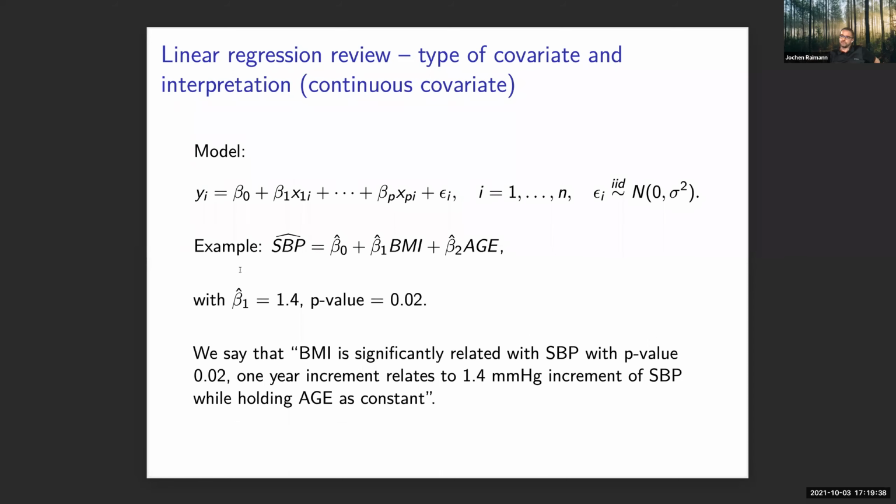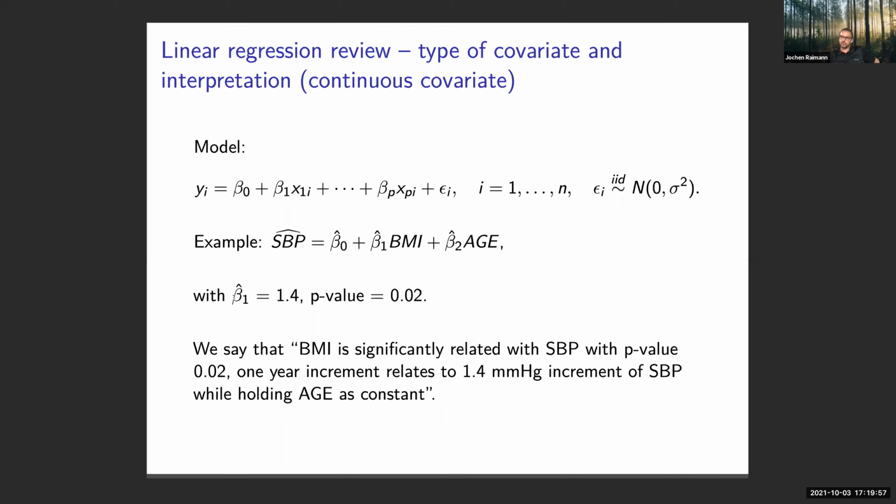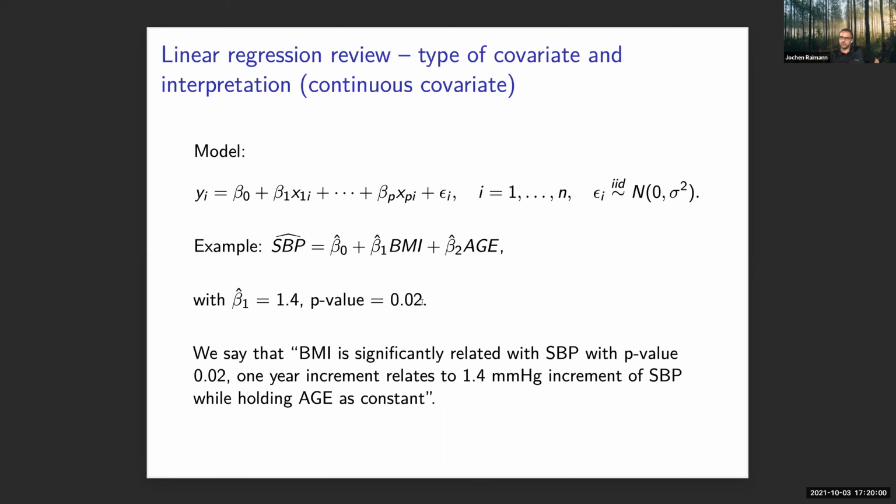So to continue, we're having now again the same scenario, but this time it's not a categorical variable. This time we're focusing on a continuous variable, and we have here BMI and age. So considering this for BMI, we get a beta 1 hat of 1.4 at a p-value of 2%. So now essentially you can say that BMI is significantly related with blood pressure at a p-value level of 2%.